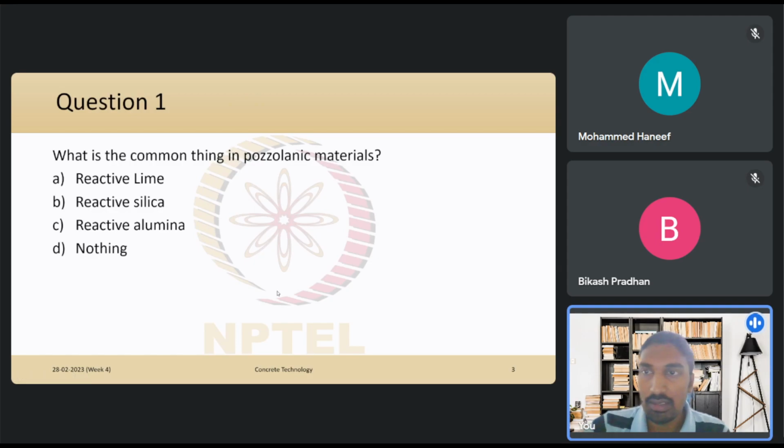Based on these we look at some of the questions. The first question is, what is the common thing in pozzolanic materials? Options are reactive lime, reactive silica, reactive alumina. Option D, nothing. Okay, so as usual I'll create a poll, and once you're ready you can answer in the poll. Okay, so the poll is launched. When you're ready, please answer.